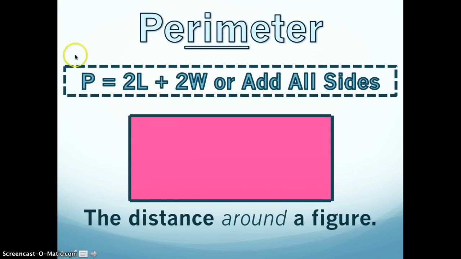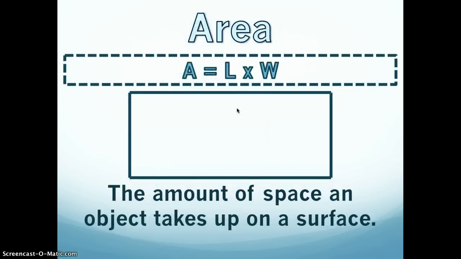Now if you're talking about squares or rectangles, you can use this formula. P equals 2L plus 2W, or perimeter equals 2 times the length plus 2 times the width. Another option would be to just add all the sides. Area is the amount of space an object takes up on a surface, or the inside of the fencing. The formula would be A equals L times W, or area equals length times width.